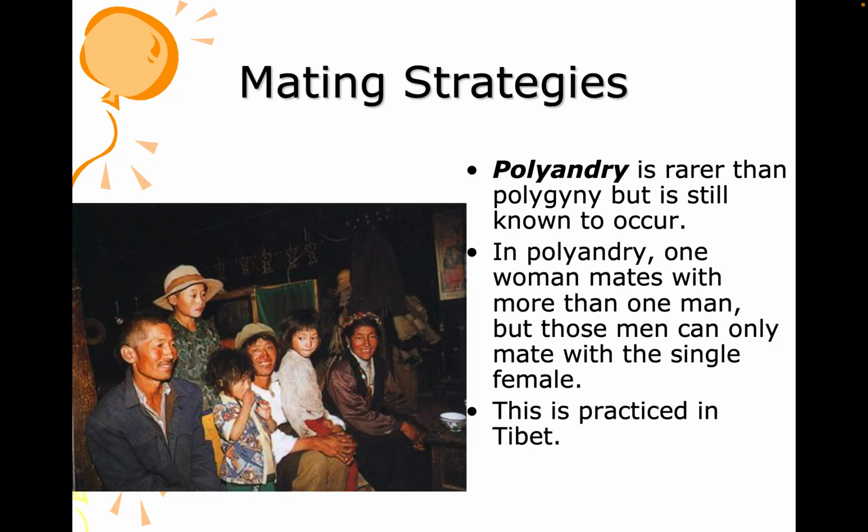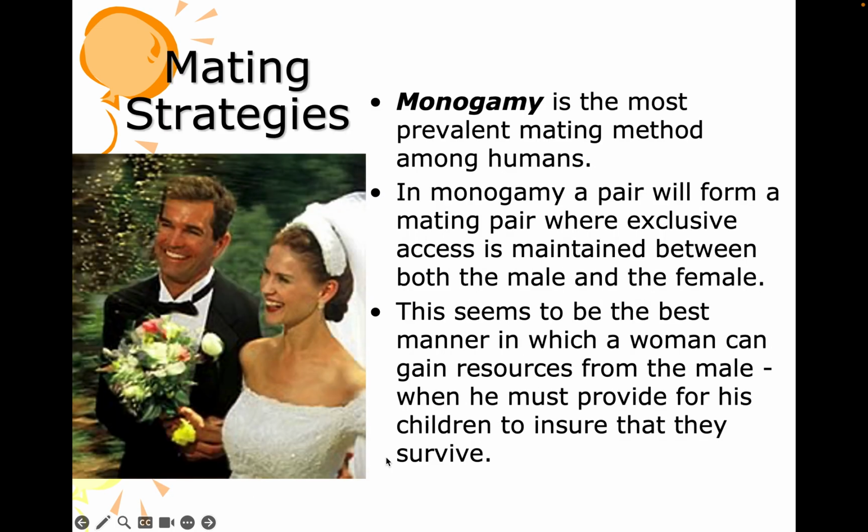Polyandry is rarer than polygyny, but is still known to occur. In polyandry, one woman mates with more than one man, but those men can only mate with a single female. This is practiced in Tibet, where a woman will usually marry a set of brothers. And in this case, this is the woman right here, and this is one brother, and this is the other brother. Polyandry.